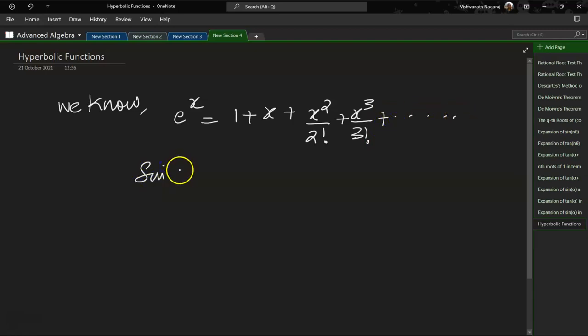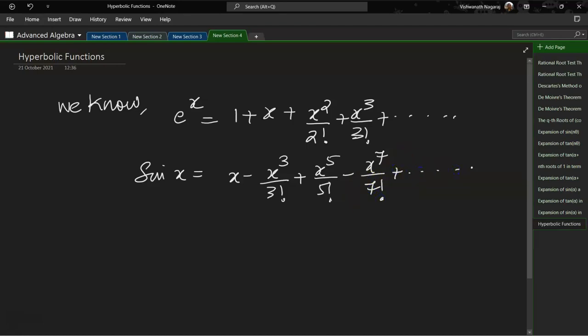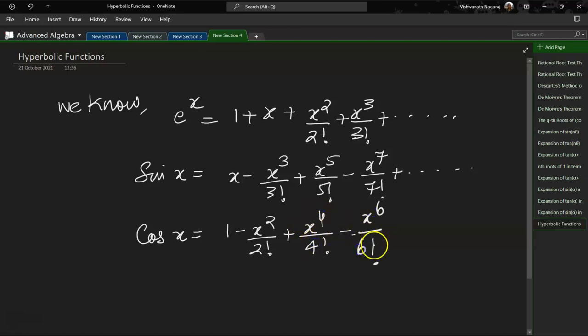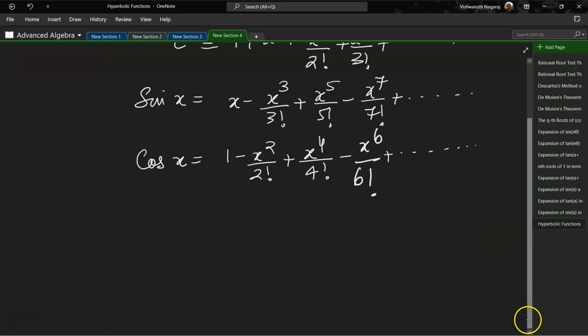Similarly, we know sin x is equal to x minus x cube by 3 factorial plus x to the power of 5 by 5 factorial minus x to the power of 7 by 7 factorial plus and on and on. And similarly, cos x is equal to 1 minus x square by 2 factorial plus x to the power of 4 by 4 factorial minus x to the power of 6 by 6 factorial and so on and on and on. Okay, so this much we know.